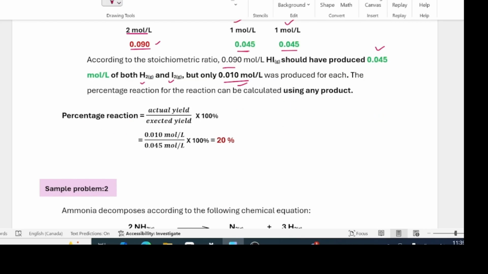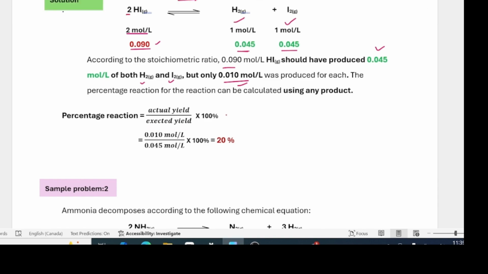The percentage reaction is equal to the actual yield divided by the expected yield times 100%. That was the actual yield, and your expected yield is that. Doing the math, it works out to be 20%. So your percentage reaction is this. Of course, because each of these here is produced in a 1-to-1 mole ratio, had you used the value for hydrogen, you'd have gotten the same thing. Let's do another problem, see where is a slight deviation from that.